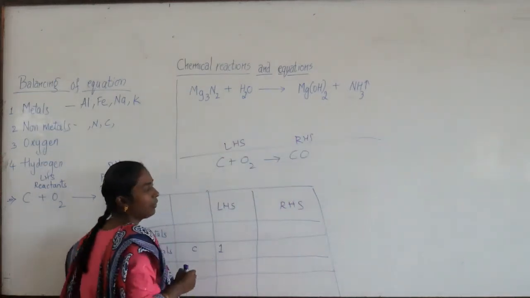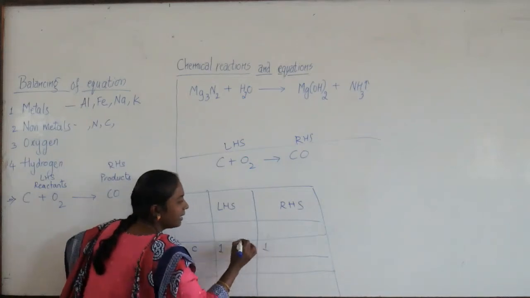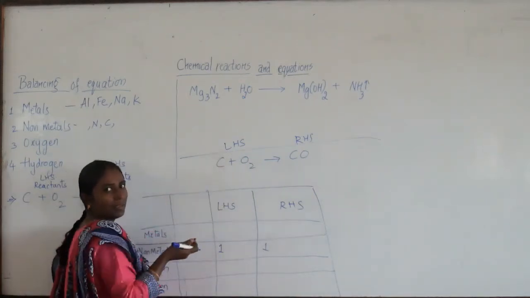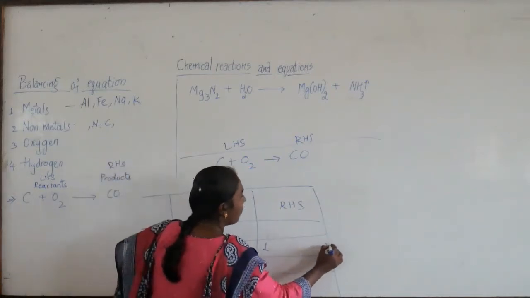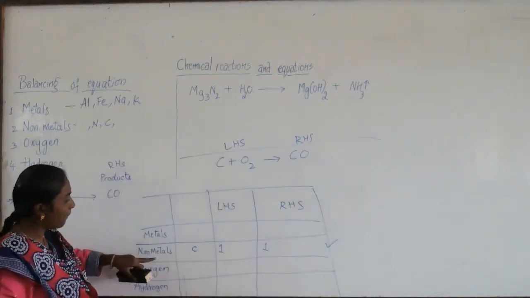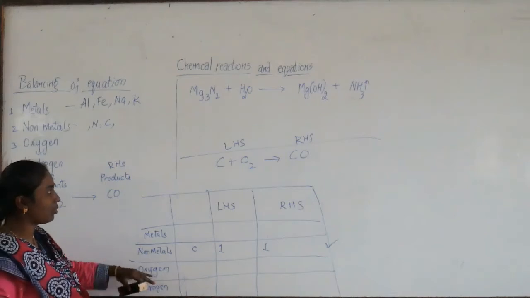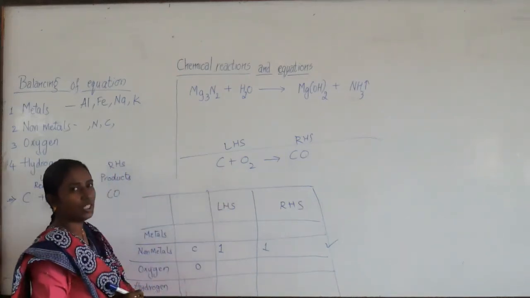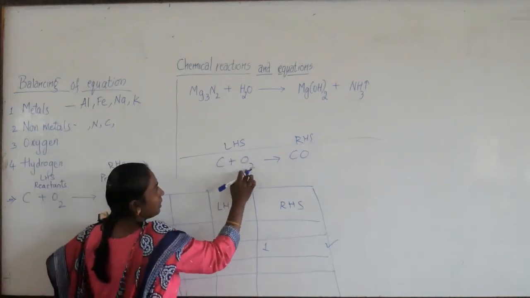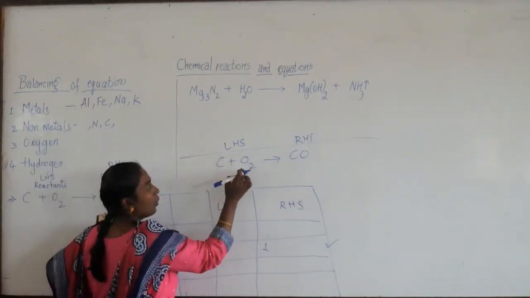So how many molecules of carbon are there? 1. Is it balanced? 1 is here, 1 is here. So it is balanced. So when the non-metal is balanced, go to the next one, that is oxygen. How many molecules of oxygen are here? Check out here. Is there any molecule here? No. But is it here?